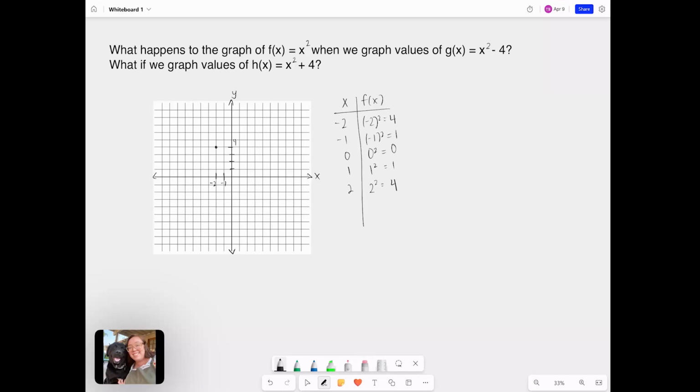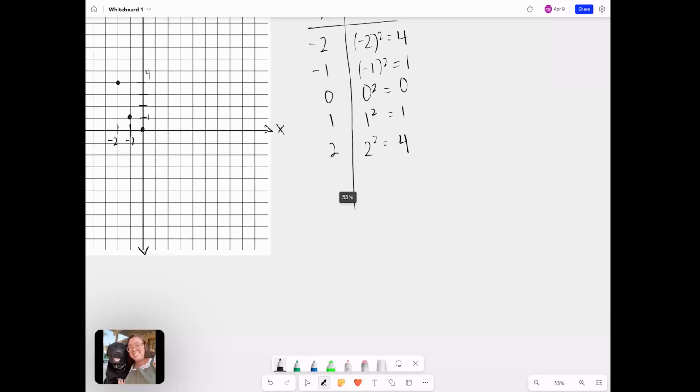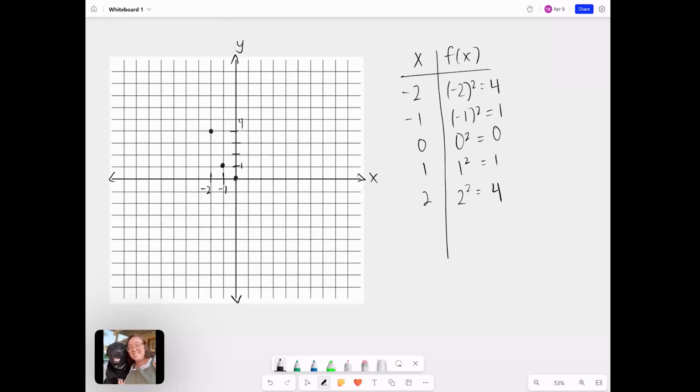So we have a point here. We have a point at -1, 1, so we have a point here. At 0, 0, we don't necessarily have to label the origin, especially when we have other points labeled, but you can if you would like. And I'm going to zoom in a little bit here. I hope. There we go. And then we have a point at 1, 1, so back here, and 2, 4.